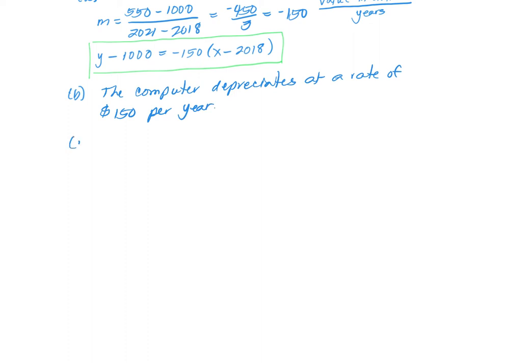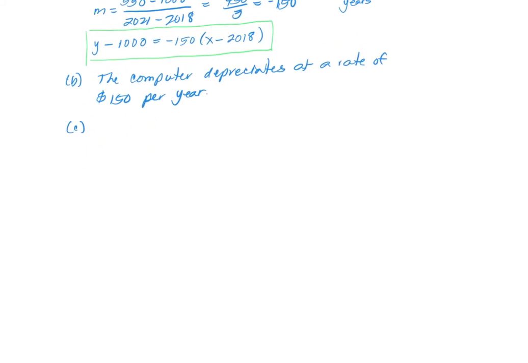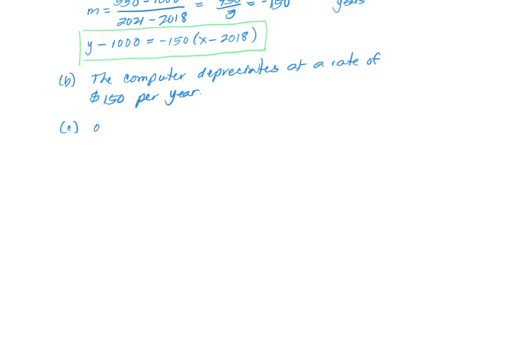In part C, we're supposed to figure out when the value of the computer will be 0. Okay, and there's a variety of ways you can do that. We do have an equation. Remember, the value of the computer is the y value. So if I just substitute 0 in for y in my equation from part A to get 0 minus 1,000 equal to negative 150 times x minus 2018, and then just solve for x. Remember, x is the year, so that would be the when in the question. So in other words, what year will the value of the computer be 0?